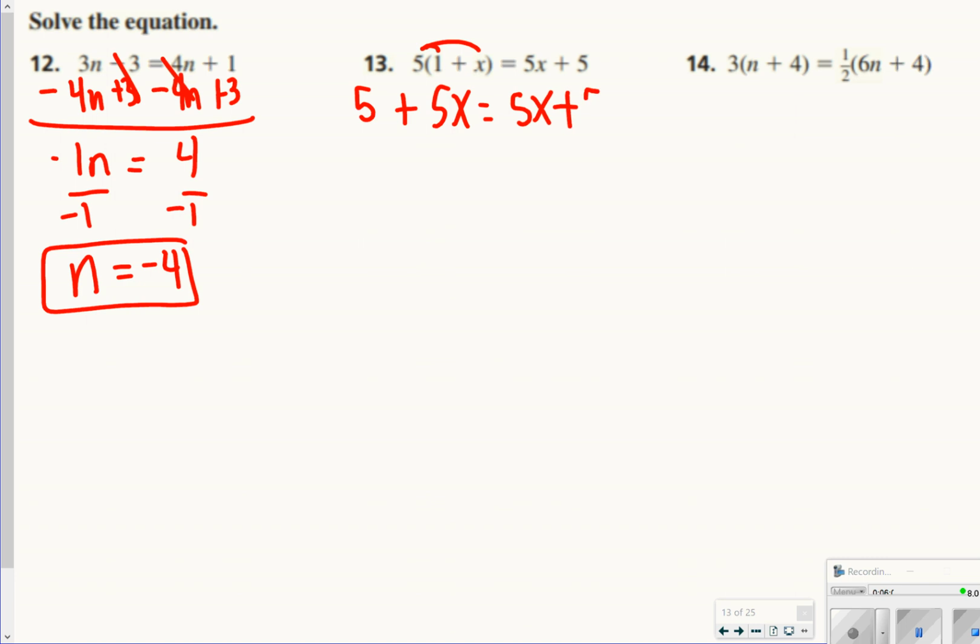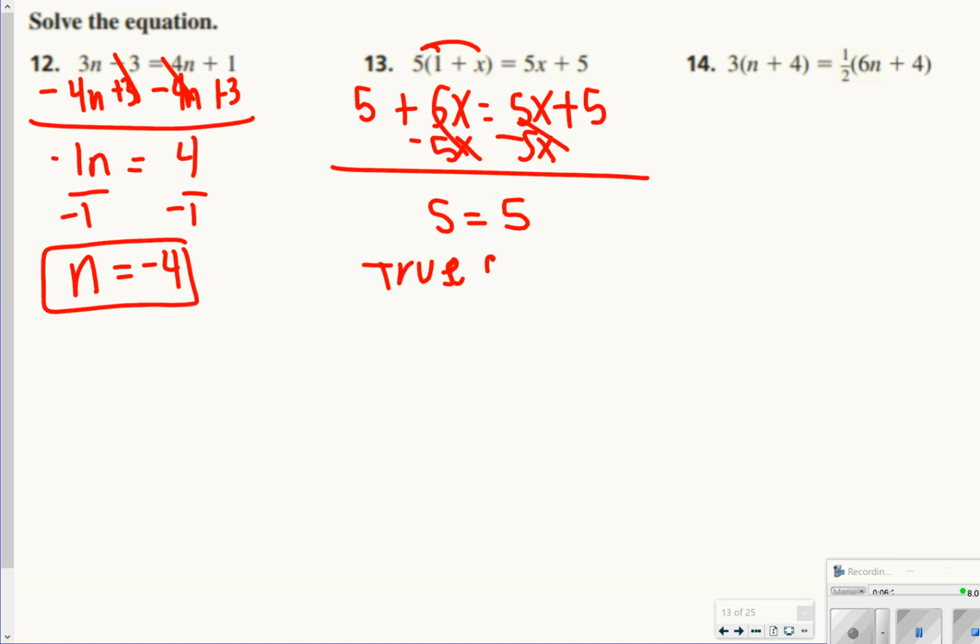For number 13, I'm going to distribute first, so I get 5 plus 5x is equal to 5x plus 5. And you should be able to see something here, but if you didn't, you could subtract 5x from both sides, so that you get 5 is equal to 5. And since this is true, we're going to say my answer is all real numbers.